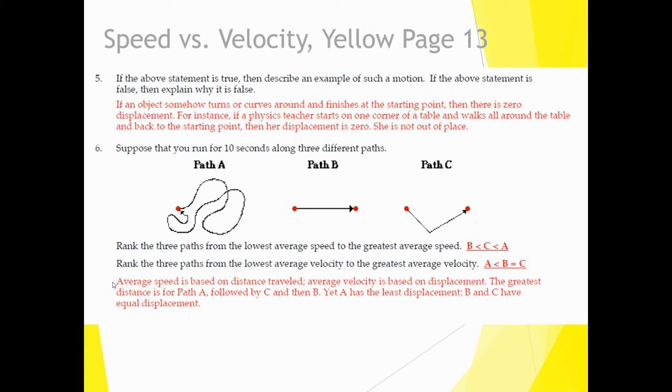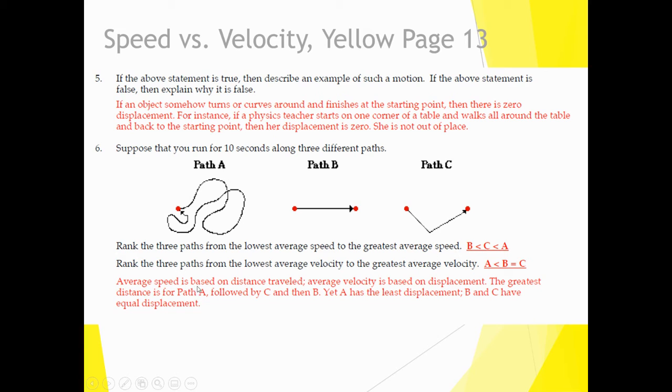Number six, suppose that you run for 10 seconds along three different paths. Rank the paths from the lowest average speed to the greatest average speed. So since it takes you 10 seconds to run them, that means that A is going to be the highest speed and B would be the lowest speed. So ranking them from lowest to greatest, B, then C, then A.